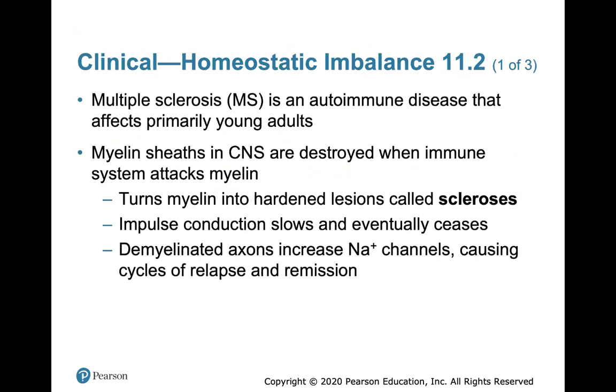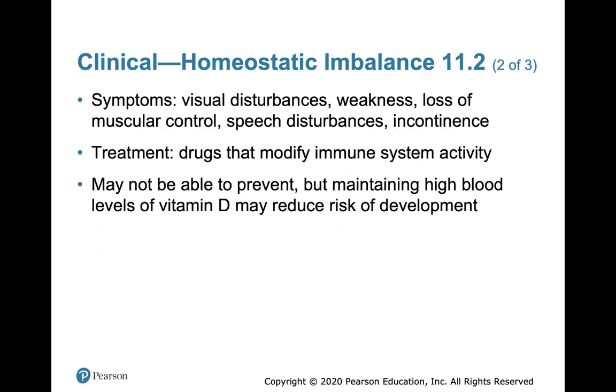Multiple sclerosis is an autoimmune disease that affects young adults, and it attacks the myelin sheaths in the central nervous system. It turns myelin into hardened structures called scleroses, where the impulse conduction slows and eventually stops altogether. Demyelinated axons can increase sodium channels, causing cycles of relapse and remission. So with the symptoms, you're losing nervous system control. Treatments are drugs that modify the immune system. You're not able to prevent it, but maintaining high blood levels of vitamin D could reduce the risk of development.